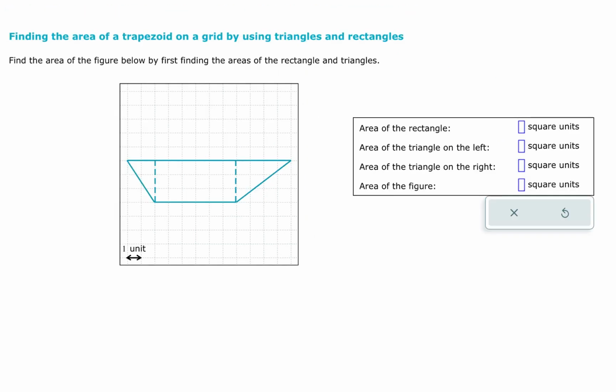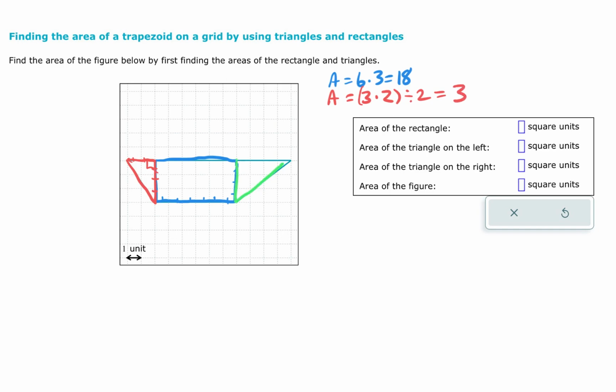One more example, we do have a trapezoid because we have one pair of parallel sides. And from this trapezoid, we can make a rectangle and two right triangles. This rectangle is 1, 2, 3, 4, 5, 6 by 1, 2, 3. 6 by 3 is 18 square units. This triangle is 3 by 2. So this triangle is 3 by 2. We are dividing it by 2 because it's a triangle, so that would be 3.